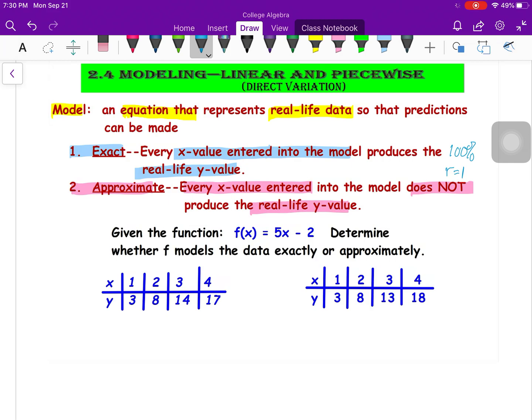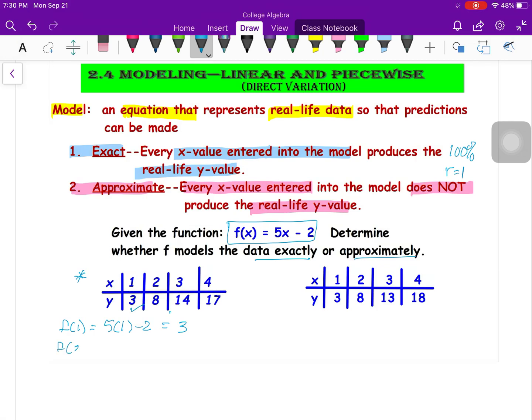So this first one, we have the model f of x equals 5x minus 2. That same model fit both sets of data. We are to determine if the function f is an exact model or an approximate model. So first we're going to test it on this set of data. So first I need to put in 1. 5 times 1 minus 2 equals 3. And that checks out for my y.